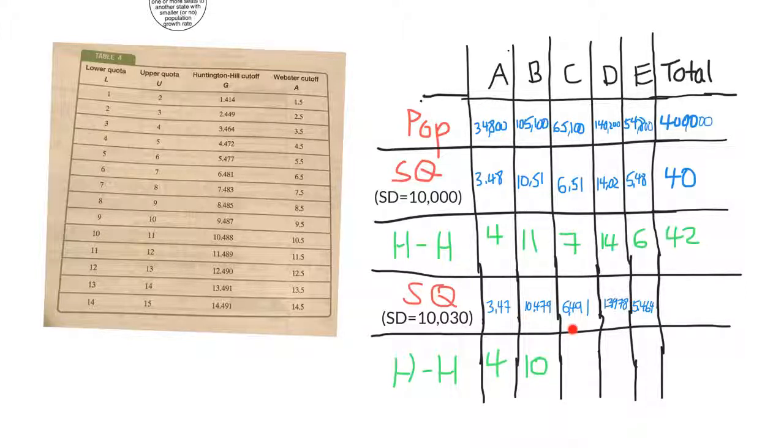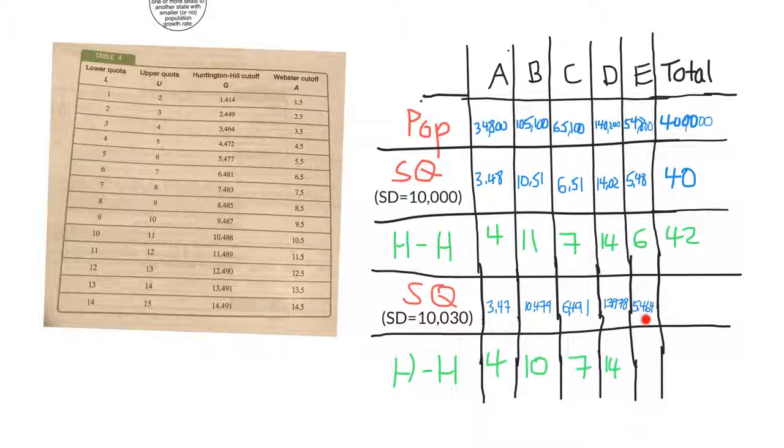6.491, lower quota is 6, upper quota is 7, so therefore that's to be found here. 6.48 is the cutoff point. We are above that, so therefore this becomes 7. Then we have 13.987. Again, you can see that it's less than what it used to be because we made the standard divisor a little larger. So we have 13.978, lower quota 13, upper quota 14, cutoff point 13.491. We are clearly above that, so this will once again become 14. That's the same as last time.